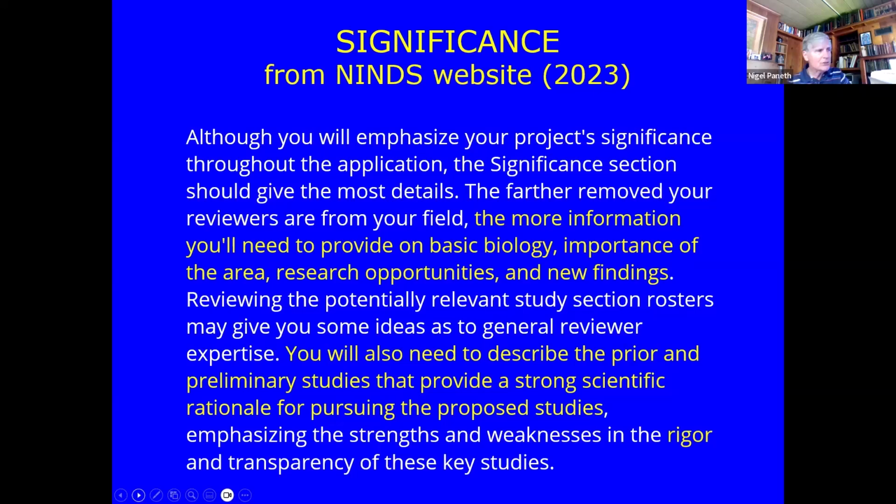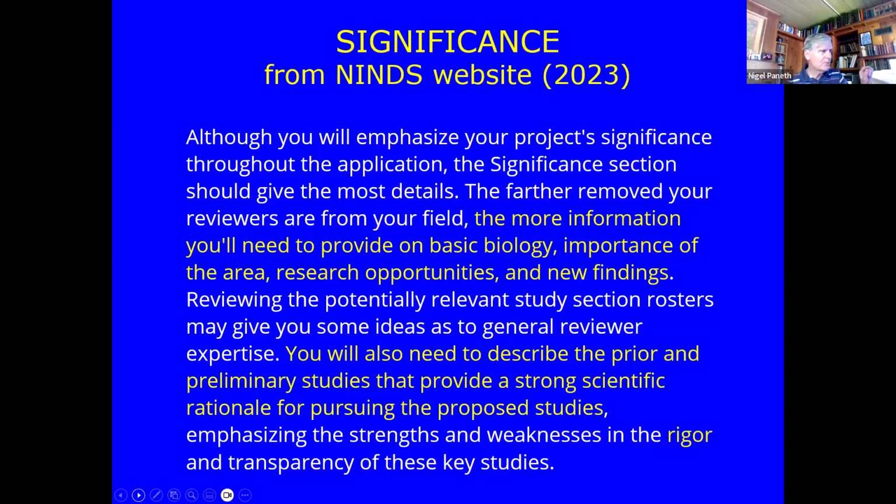NINDS, which is one of the agencies that happened to find their own narrative around significance, points out that significance comes up everywhere in the application, really pretty much. But the significance sections give you the most details. And they make this very nice point. The farther removed your reviewers are from your field, the more information you need to provide on maybe basic biology, importance of the area, research opportunities, new findings.